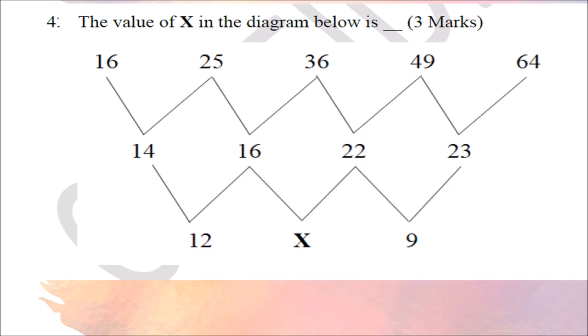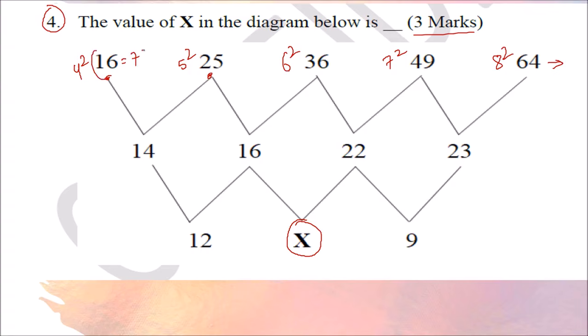Now friends, question number 4. The value of X in the diagram below is, this is for 3 marks. What I could see from here is this is 4 square, this is 5 square, then this is 6 square, then 7 square, and then this is 8 square. So this is in the form of squares, no problem. Finally we have to find the value of X here. The options are not given, so we will see. Now how did 14 come using this 2? 6 plus 1, the sum of the digits will be 7, and 2 plus 5, the sum of the digits will be 7. So 7 plus 7 is 14.